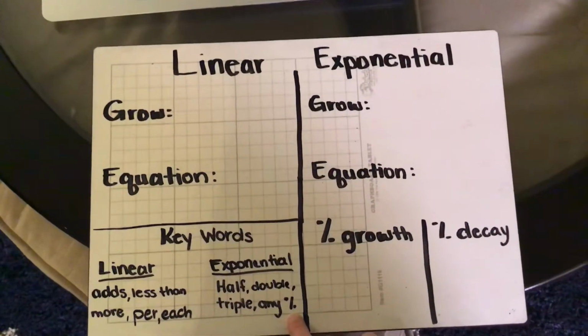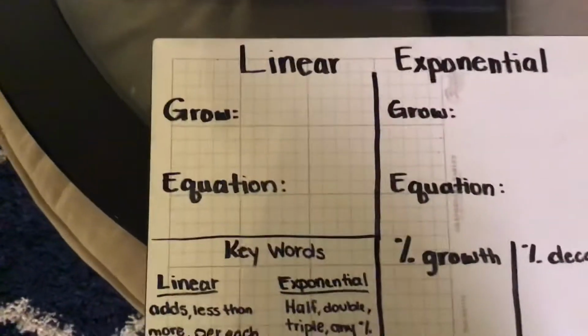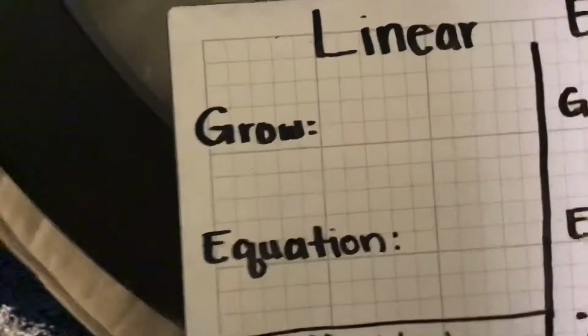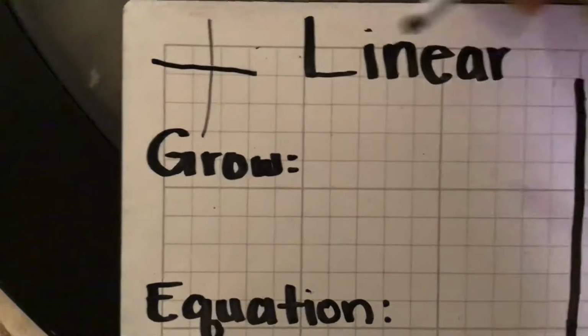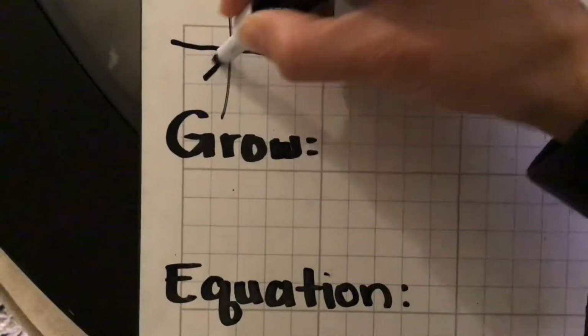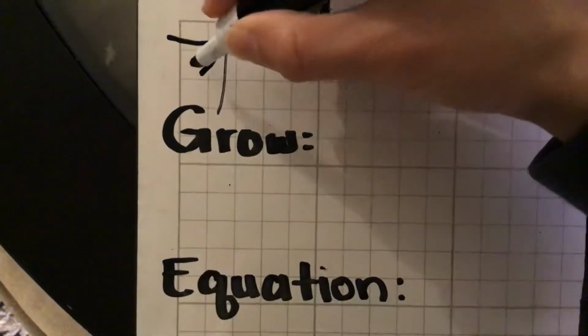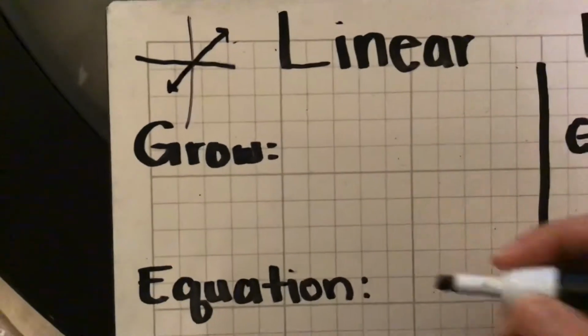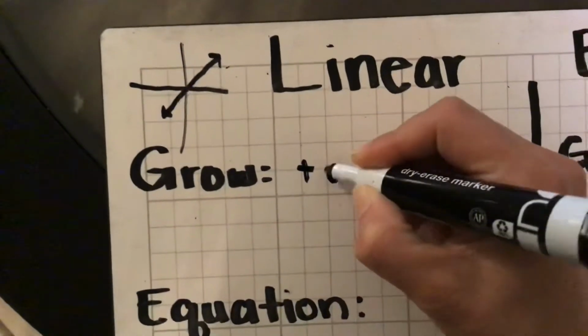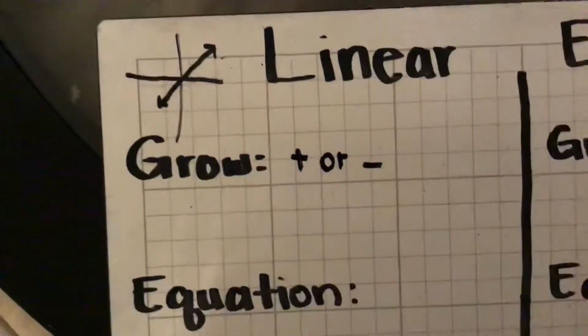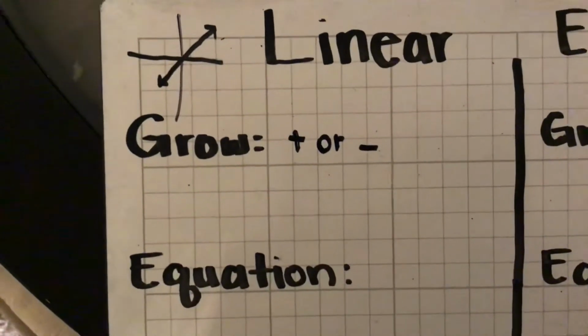Okay, let's go ahead and take a quick look at linear. We'll zoom in on linear real fast here. If we're looking at a linear function, we're going to have our graph, which is going to be linear, which means just a straight line graph. So it looks something like that. And it grows, you guys know this, through adding or subtracting. We've known that for a long time here. It grows by adding or subtracting.